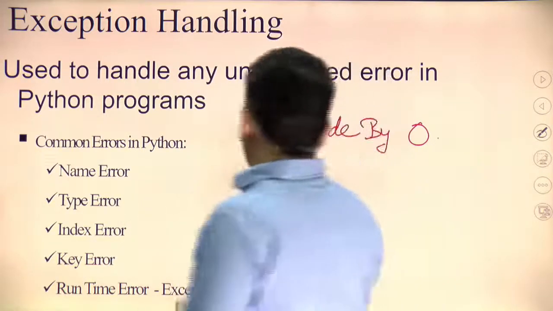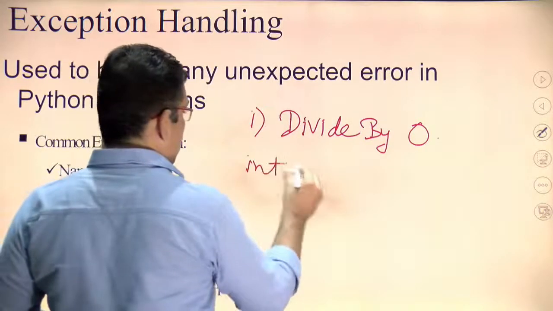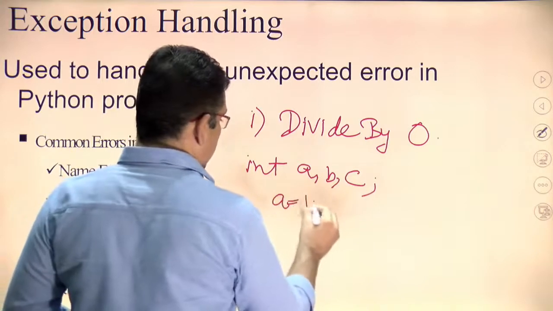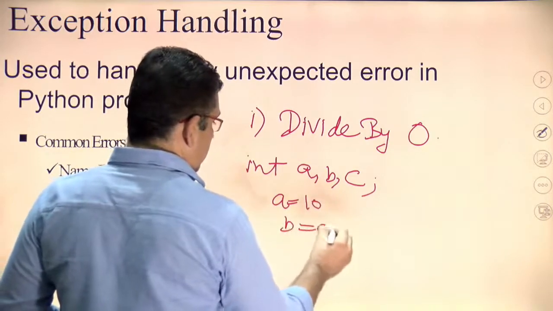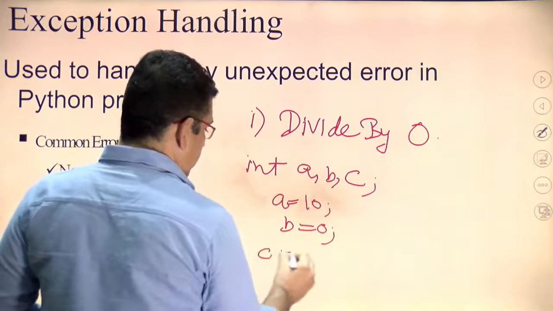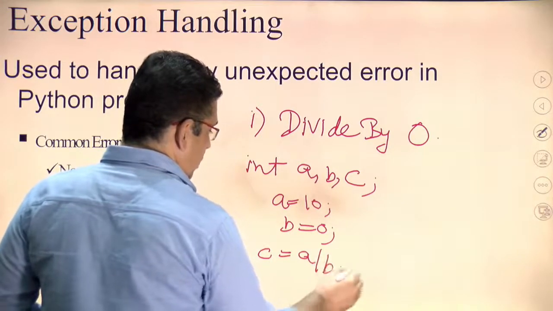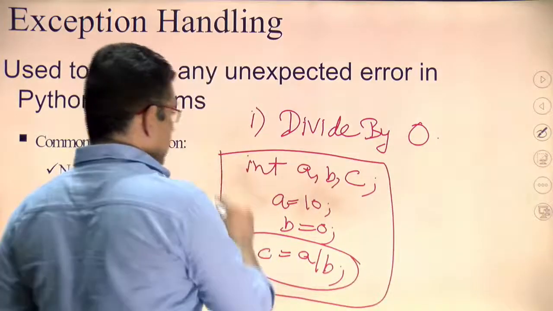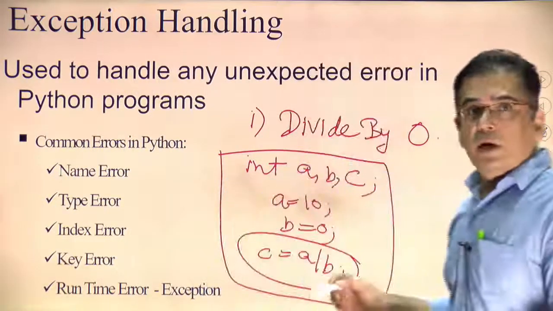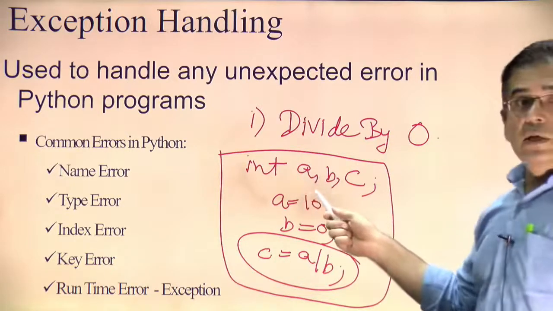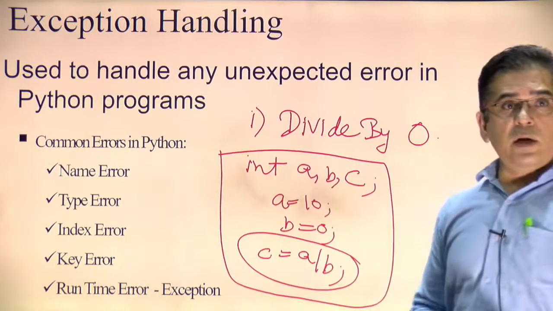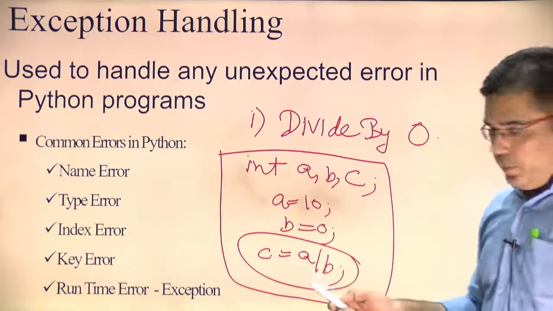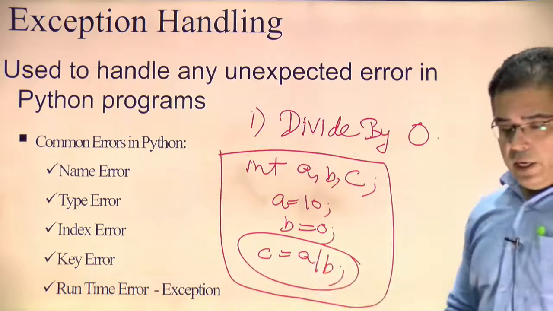So, let us say I have three variables, int a, b and c. a is equal to 10, b is equal to 0, c is equal to a divided by b. Now, this program does not have any syntax error. I have simply declared three integer variables a, b, c, where a has been assigned value 10, b has been assigned value 0 and c is given the value a divided by b.